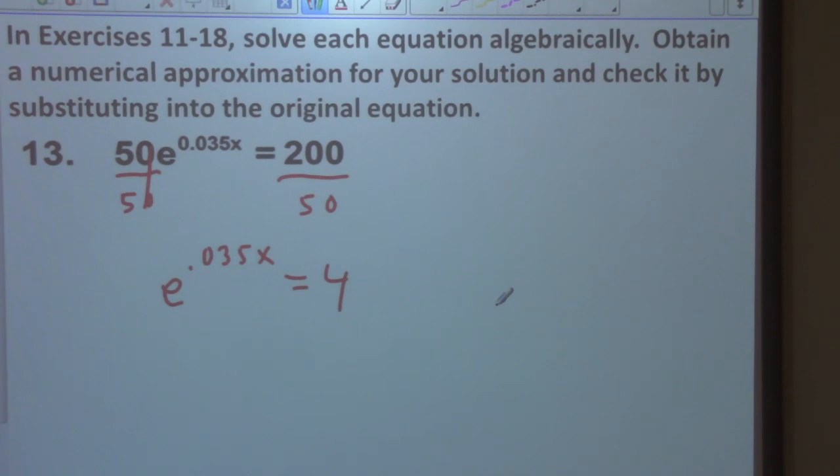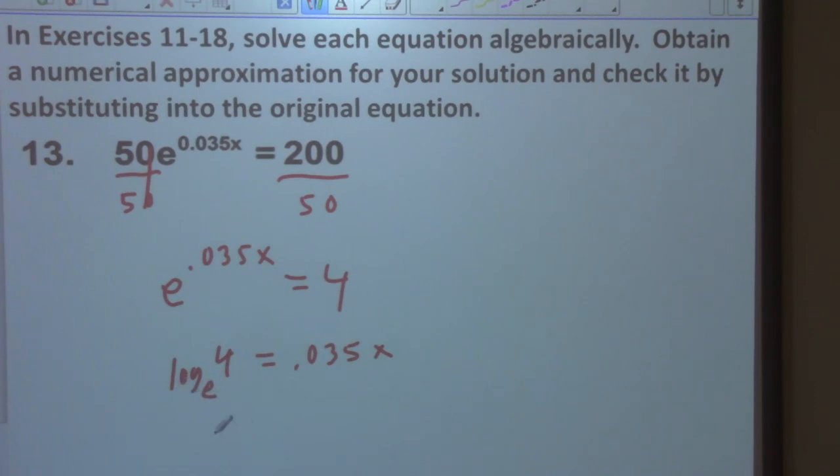Yeah, we're not going to get to every one of these today. We'll probably get up to number 14 or 15, which is pretty good. We only have 2 minutes. What is the base of this logarithm, Karina? E, right? So log base e of 4 equals 0.035x.